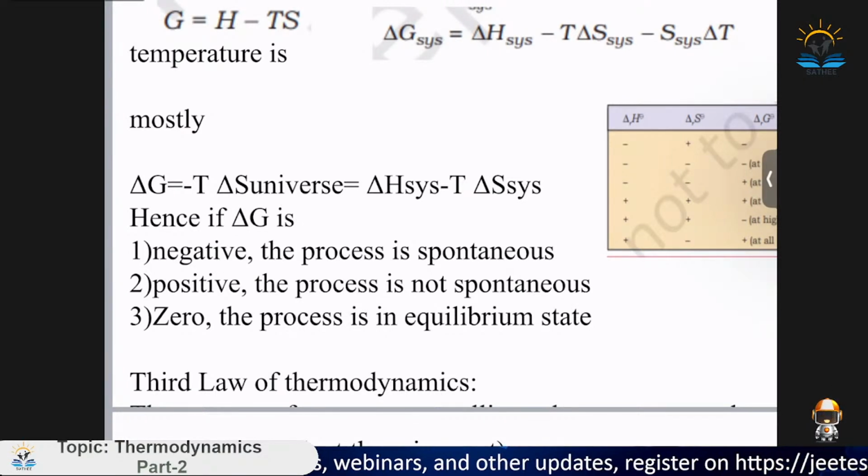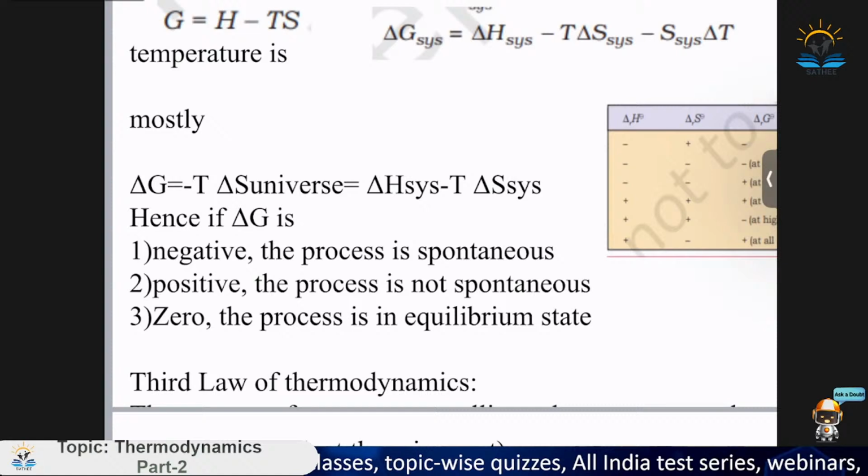Yeah, so the entropy of any pure crystalline substance approaches zero as the temperature approaches absolute zero. Pure crystalline substances, these are two important words. Basically, H and G we cannot determine experimentally, but for S we can have a value, a value based on a formula. For pure crystalline substances, when temperature approaches zero, the entropy is zero.